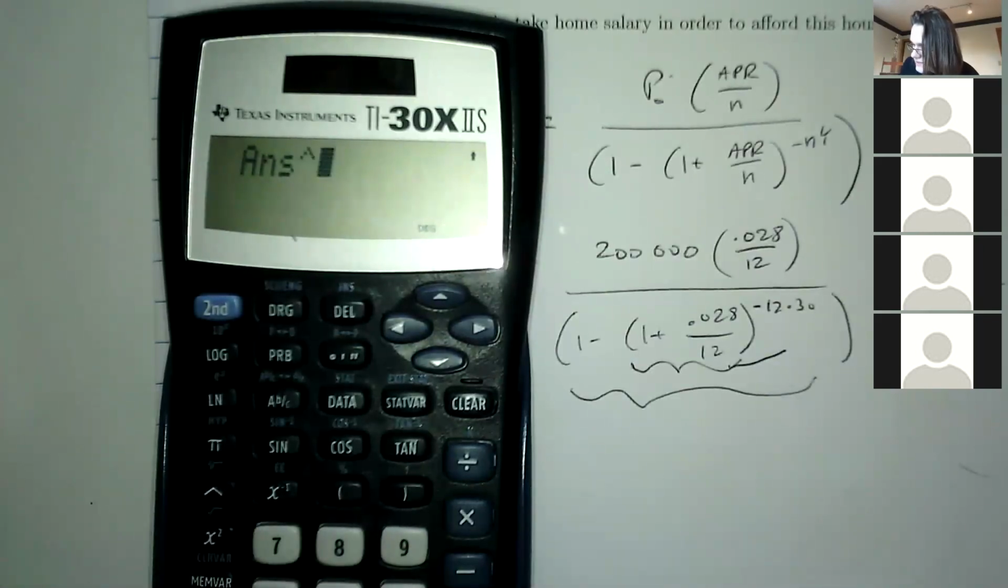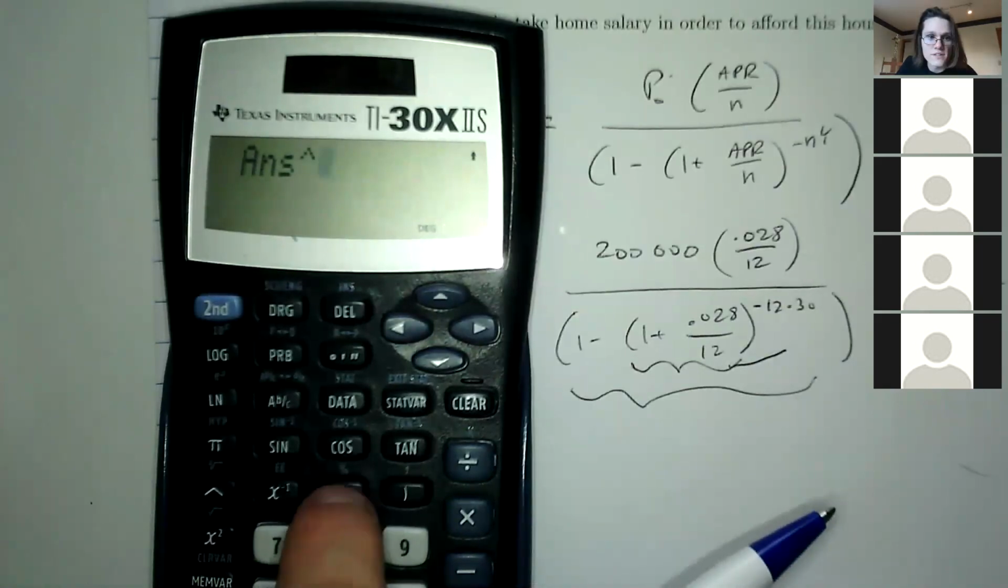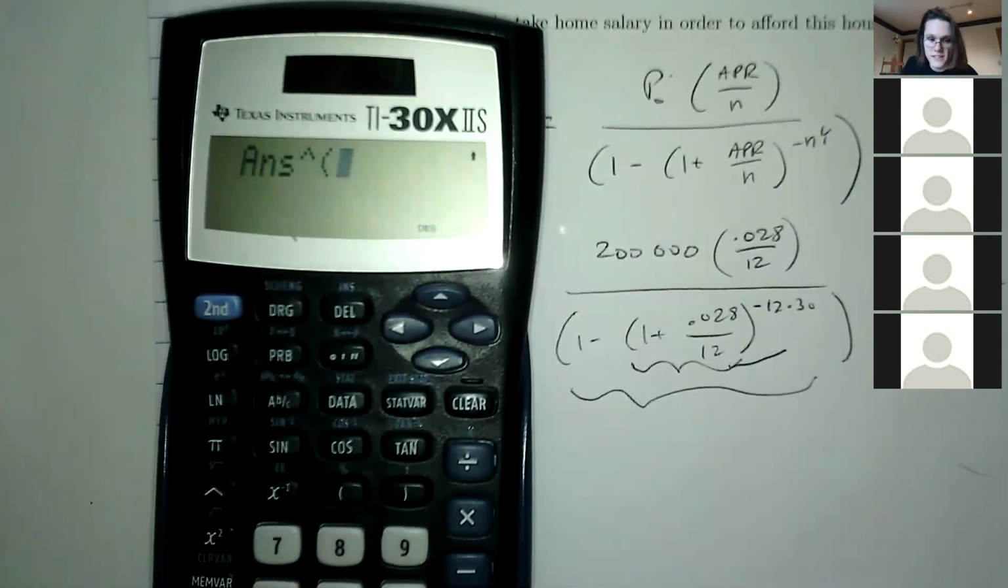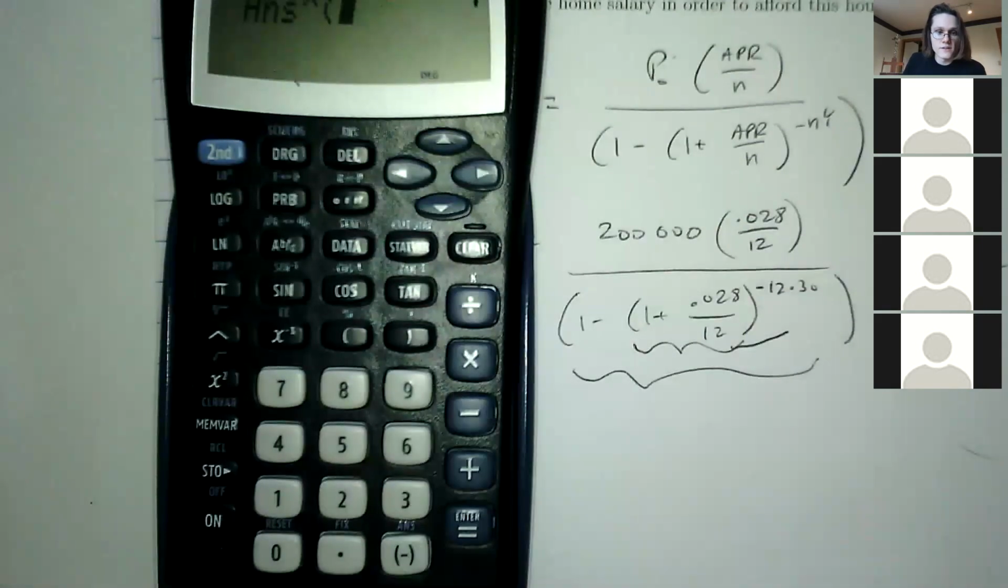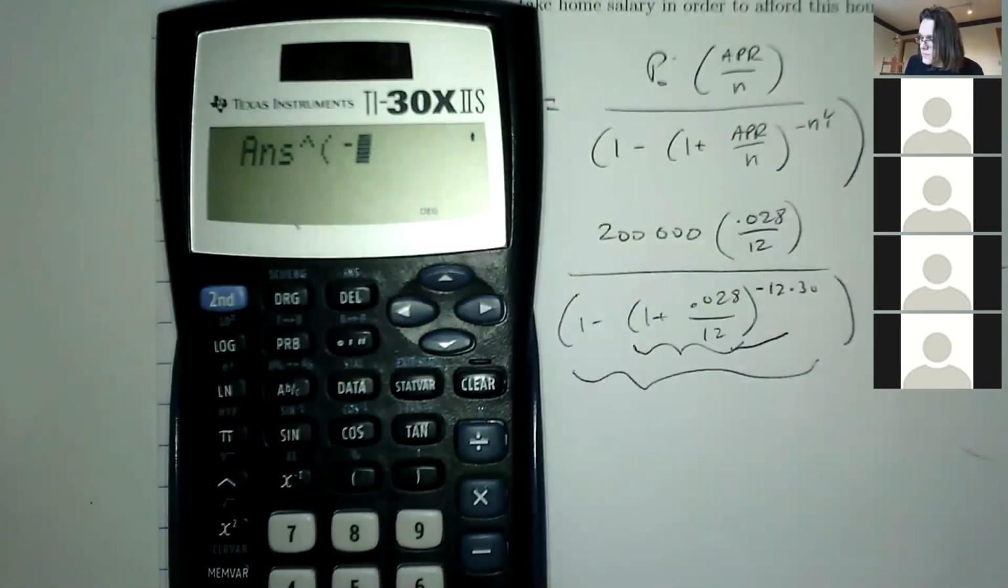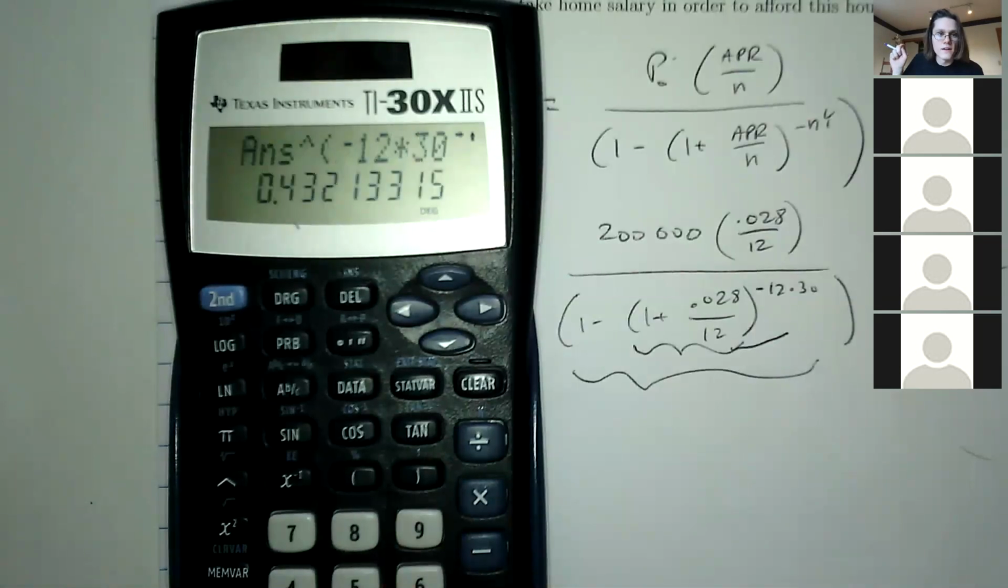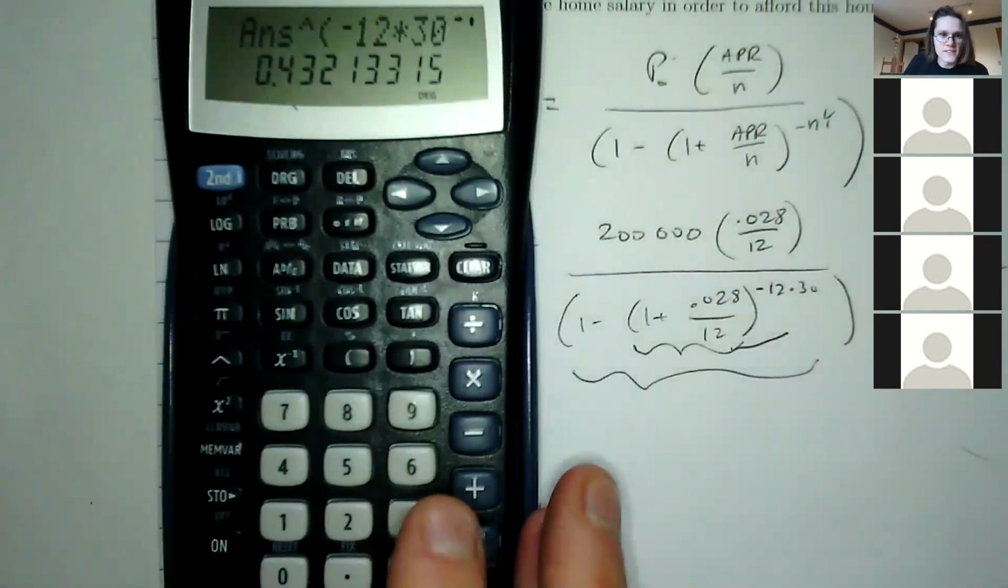Anyway, to the minus, so it'd be, again, parentheses, and then the minus sign at the bottom under the number code things. So minus, and then 12 times 30. All right, let's see what we get. So we get that. And then I'm doing 1 minus that. So again, even on this calculator, it has the answer.